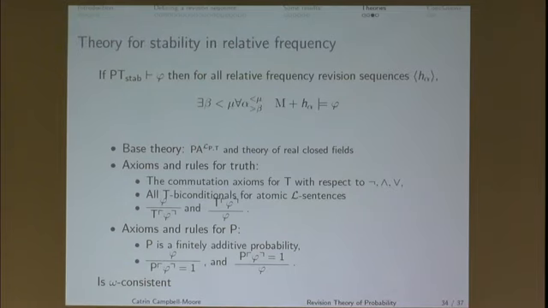Yeah, probably if you had commutation with the universal as well, i.e. this countably additive property, and these two, then yeah, you'd probably get omega inconsistency. Okay.